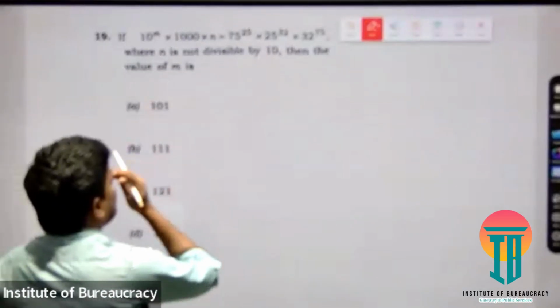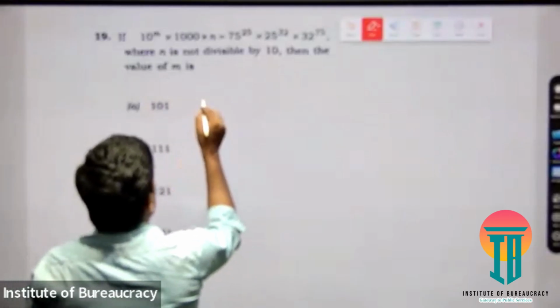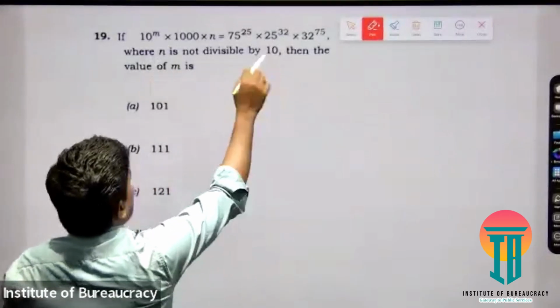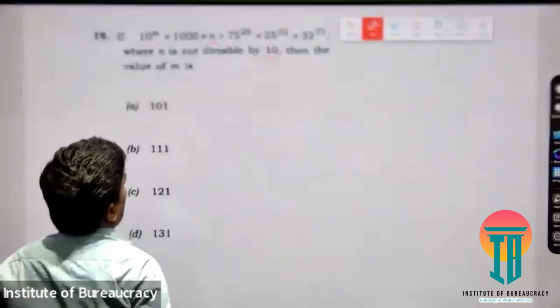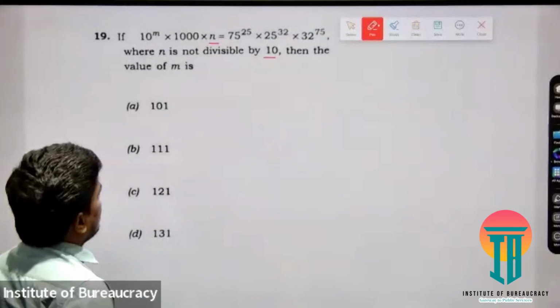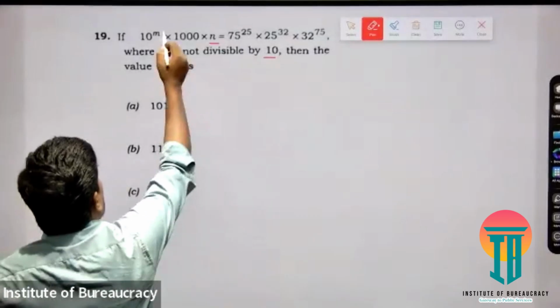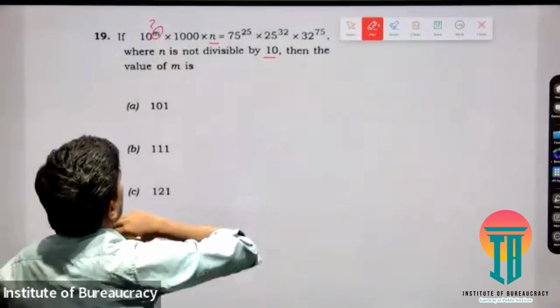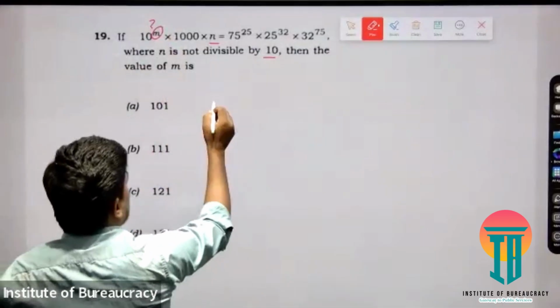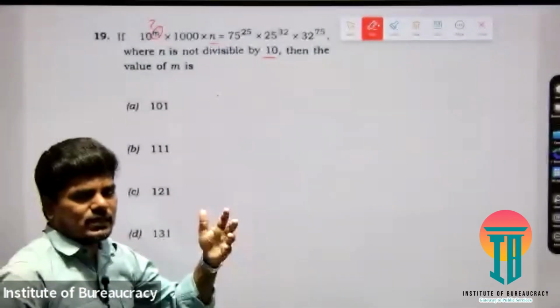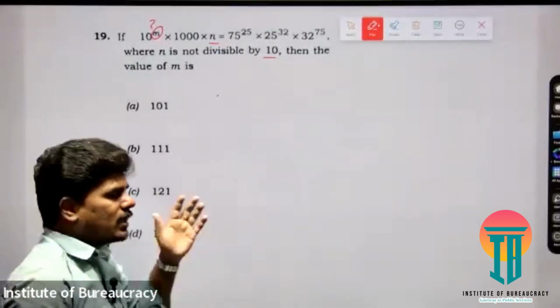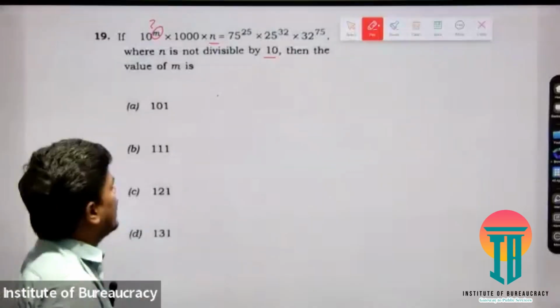Okay, now come to this question. They have given this expression where n is not divisible by 10, n is not a multiple of 10, that's the meaning. Then what is the value of m? That's the question. 10 power m, you try to express the given expression as a product of prime numbers. Then only we can find the value of m.